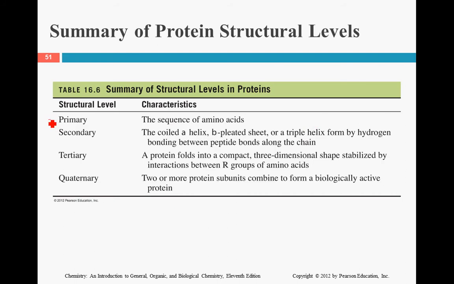So once again, here's the 4 layouts. Primary is a sequence. Secondary is within itself. Tertiary is when it is within itself, but in the more global scheme, bigger area. Quaternary is multiple protein units coming together.